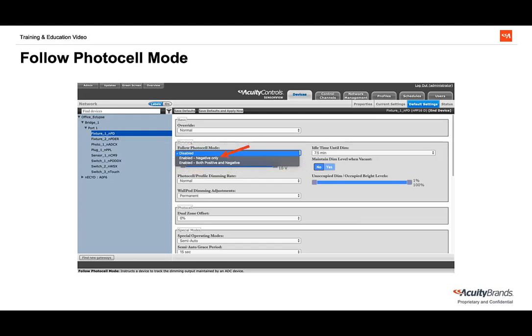When lights have the enabled negative only selected, they are prevented from being manually dimmed above the current photocell level. When we have enabled both positive and negative selected, users can manually dim the full range of the lights. Photocells track switch channel 1 out of the box, and the Follow Photocell mode setting will change behavior based on if that photocell is tracking a switch or not. These differences will be covered in a separate tutorial. Also, lights will track photocell channel 1 out of the box, so make sure that your daylight harvesting lights are in the correct photocell channel prior to moving on.